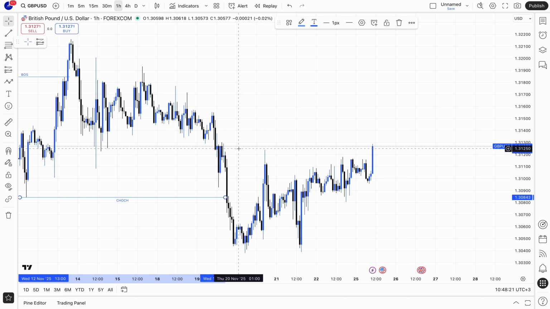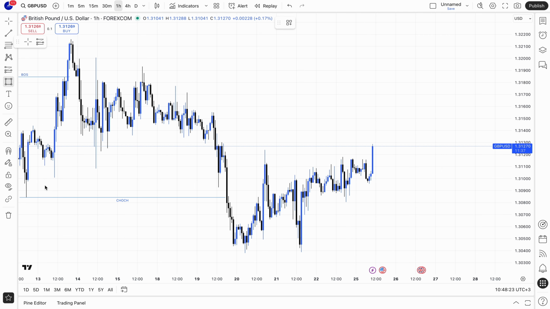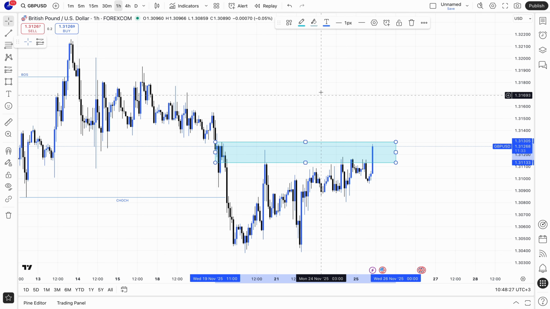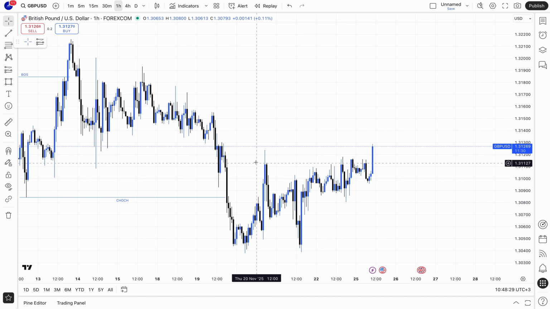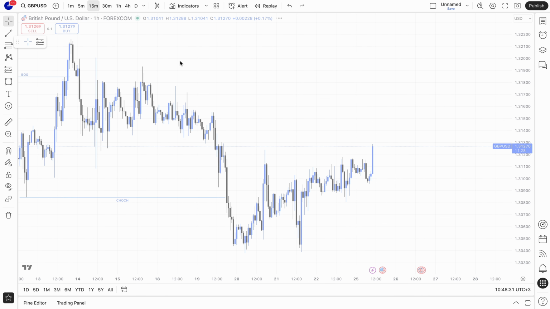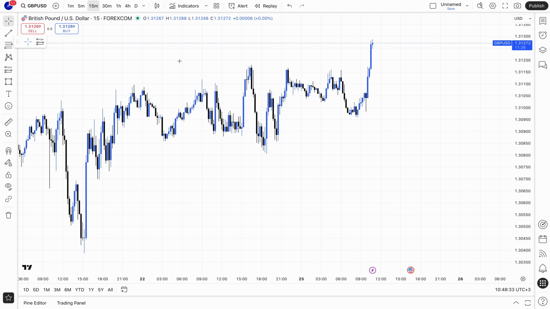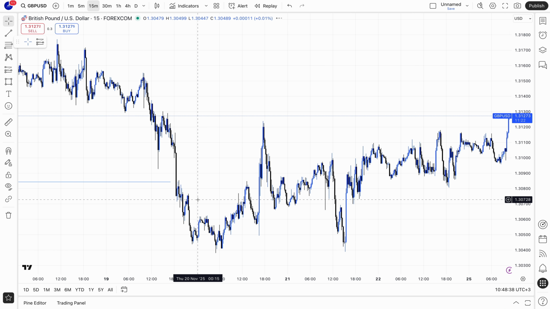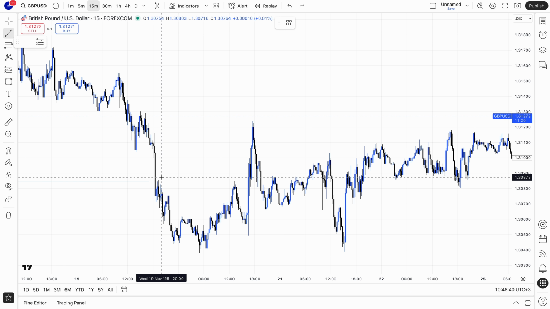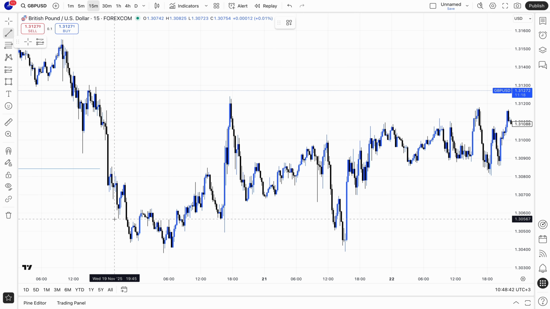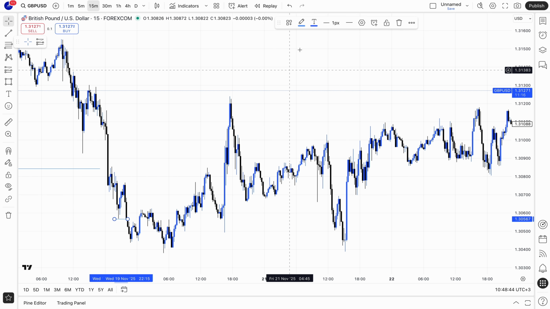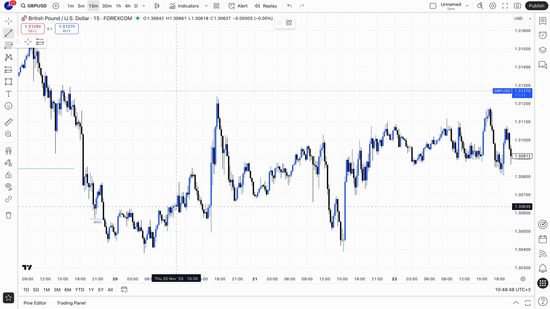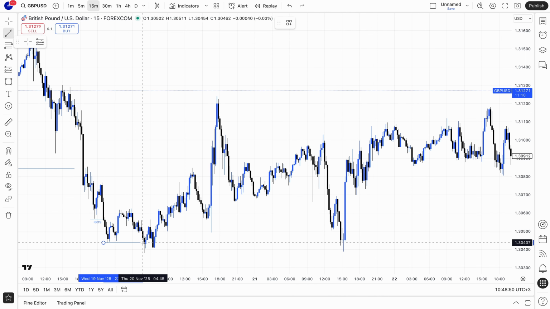Then after that, you can see we had a clean reaction from this supply zone. You can see we had a clean reaction from there. Then you go to 15 minutes for our internal market structure, and everything also was very clean. You had a break of structure to the downside, but this time around it's internal break of structure. Then you had a continuation break of structure to the downside.